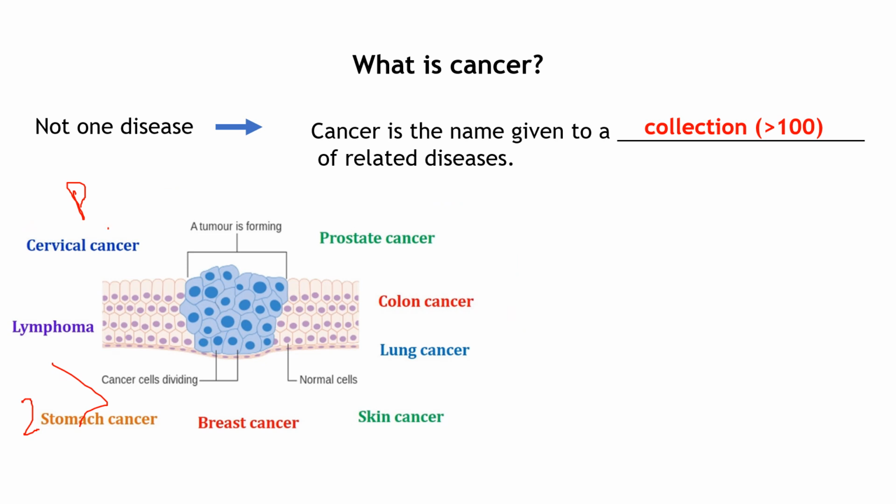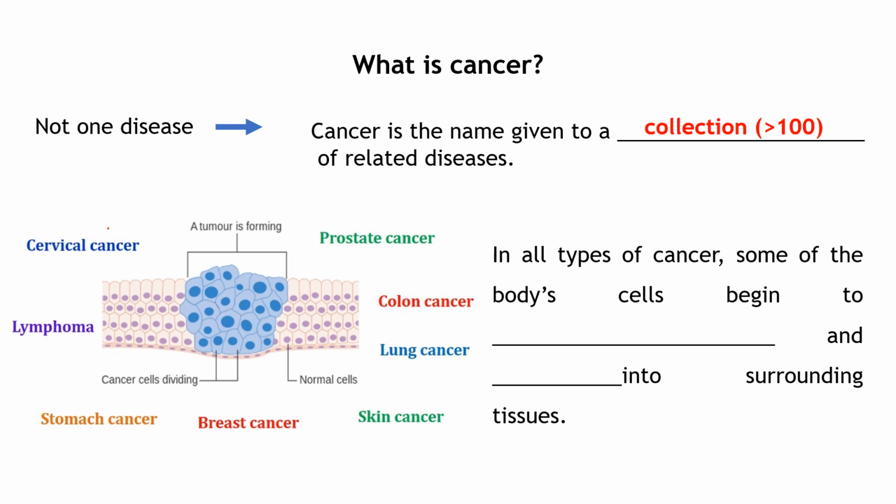So what I just told you is that in all types of cancers, some body cells begin to divide without stopping and spread into surrounding tissues. We will talk about very different genetic pathways involved in different types of cancer. However, all of them have these two traits: they divide without stopping and they spread to other tissues.